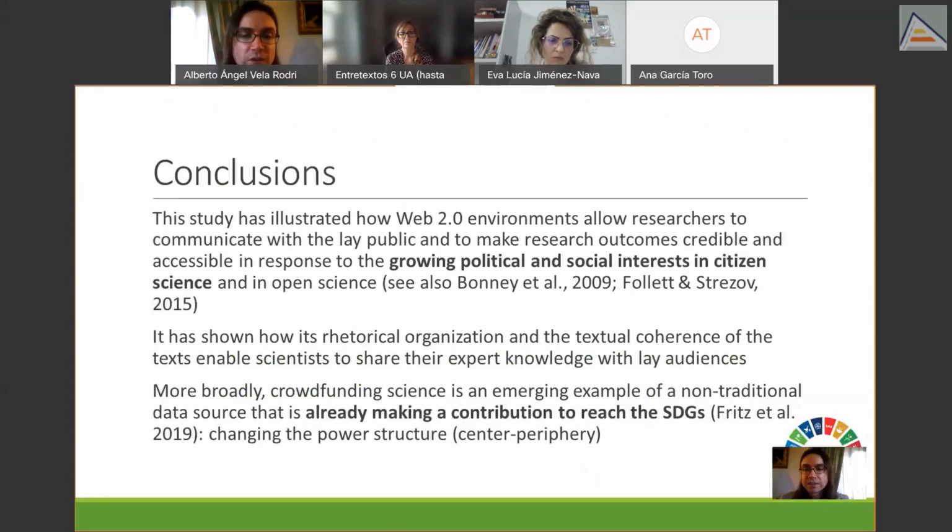And more broadly, crowdfunding science is an emerging genre, but it's also an emerging example of a non-traditional data source that is already making a contribution to reaching the sustainable development goals, in the way that it is changing the power structure. So the nucleus of research in the world today is not so centered anymore, but it's moving towards the periphery.